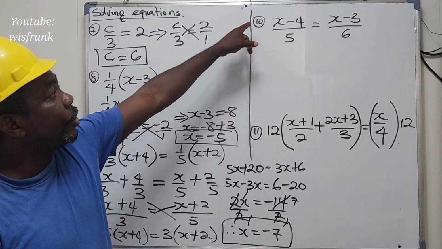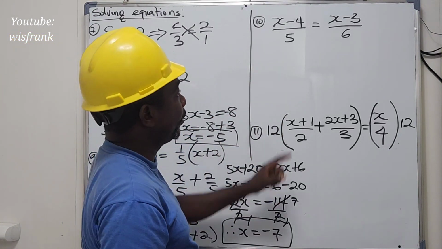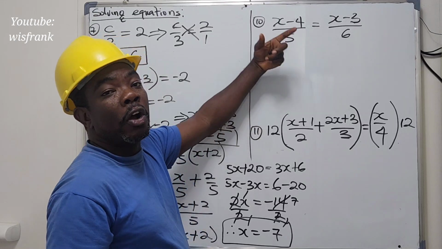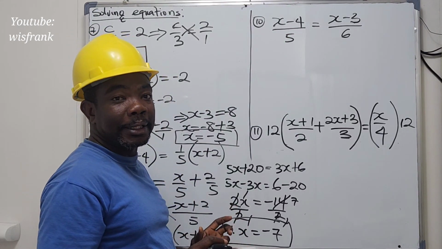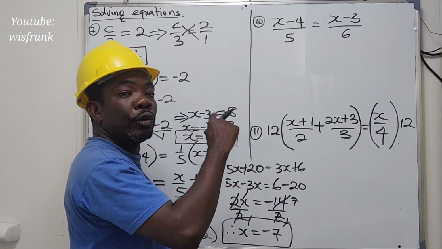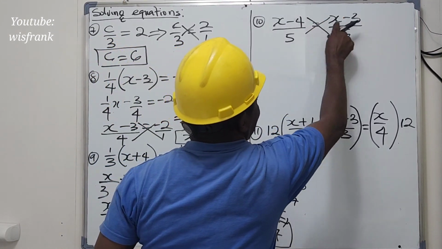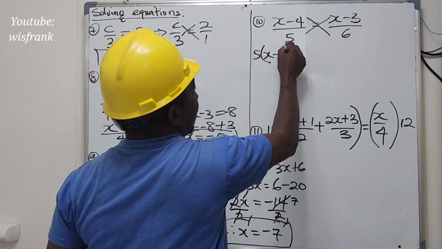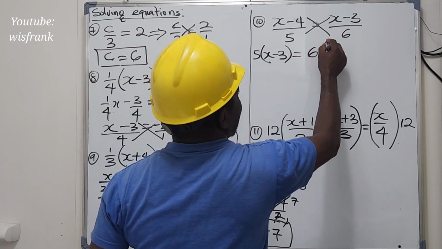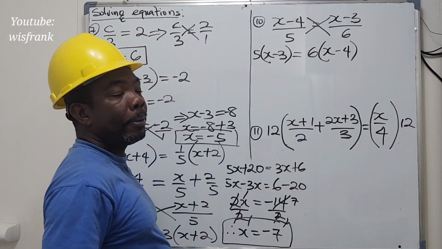So the next one, which is number 10, we have x minus 4 all over 5 equals x minus 3 over 6. So what we're going to do, we don't have parentheses here. What we are going to do is cross multiply. So we are going to cross multiply. It's going to be 5 times the whole of here, 5 into x minus 3, equals 6 into x minus 4. So we have to open the parentheses.